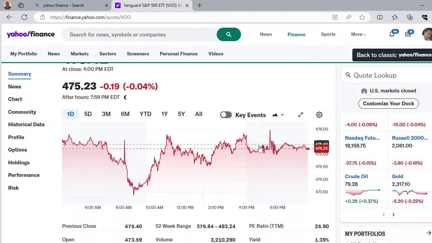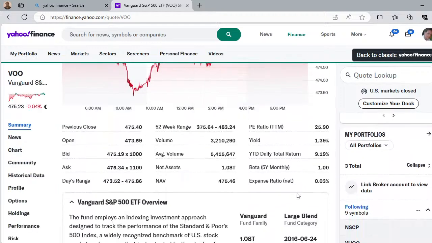Right, there it is, Vanguard. Okay, so Vanguard VOO is paying 1.39% yield. So you're putting your money into Vanguard VOO, and they're giving you 1.39% for the year. So you're tying up your money.